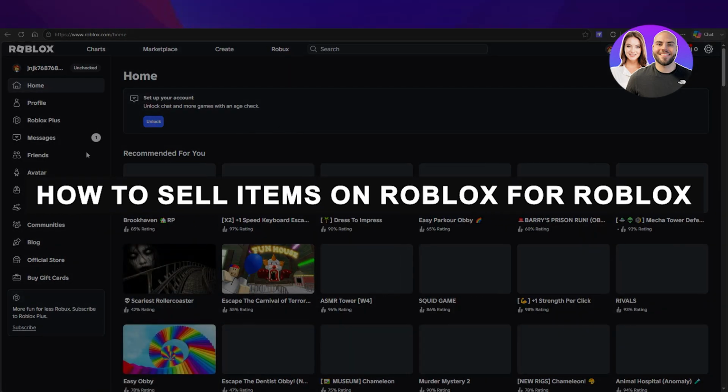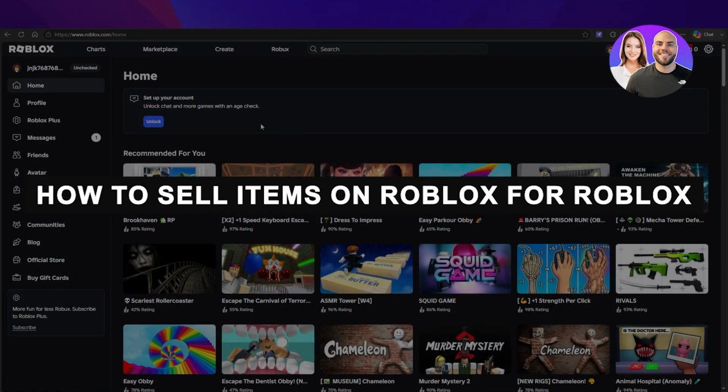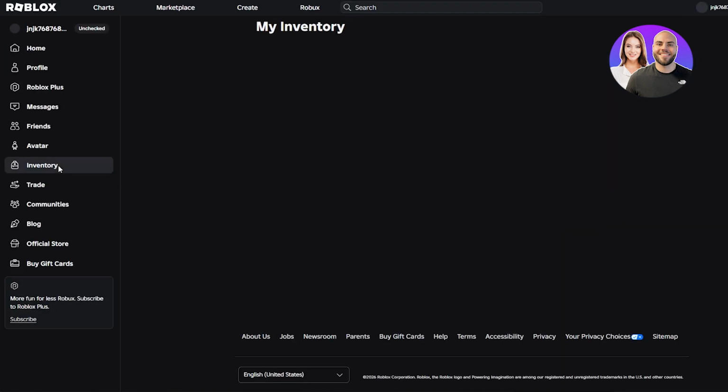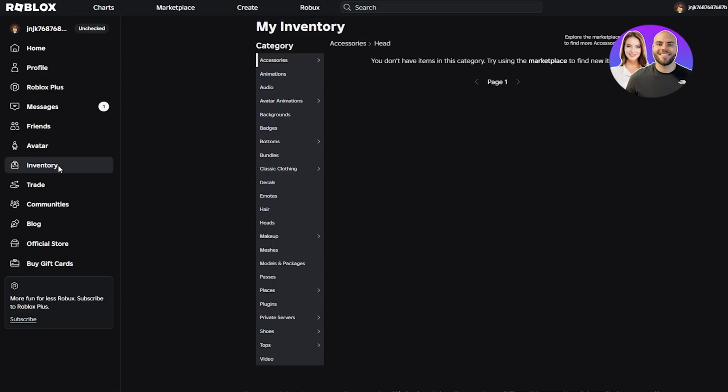How to sell items on Roblox for Robux. So if you want to sell items for yourself in Roblox, what you're basically going to want to do is come over to your inventory, and in your inventory, whatever items you have, you can simply go ahead and put them up on the Roblox market.